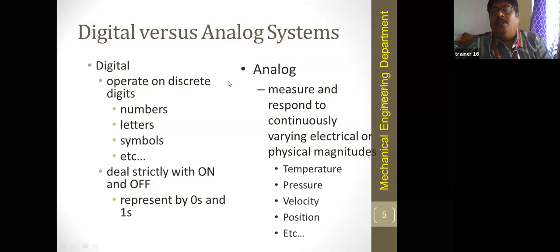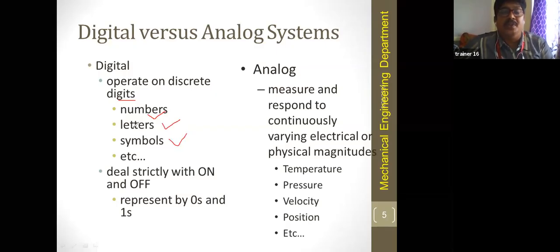The error is also very negligible in the case of digital. That means we almost always get the desired output. In analog, the output has errors. See here, the digital system operates on discrete digits: numbers, letters, symbols. That means some mathematical operations, and it deals strictly with on and off devices, compulsorily on and off. So it represents zeros and ones, binary. Numbers means only 0 and 1.